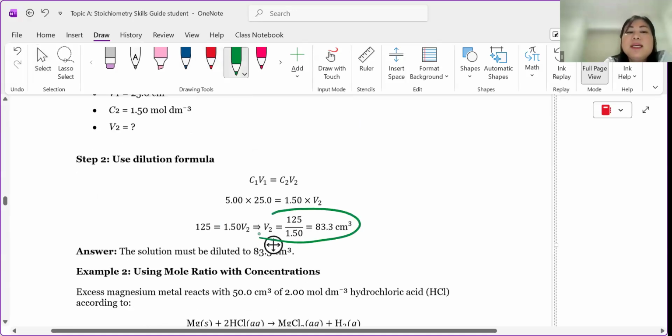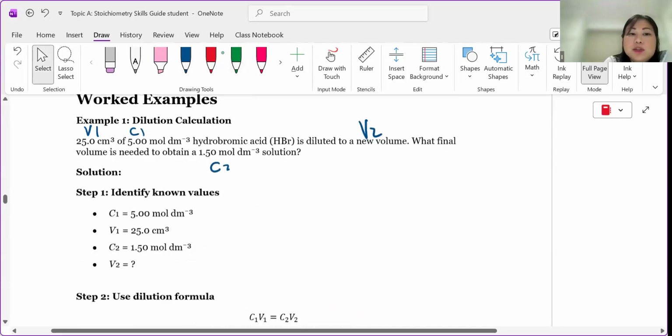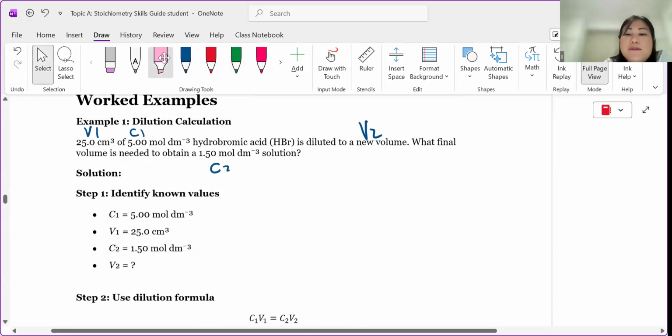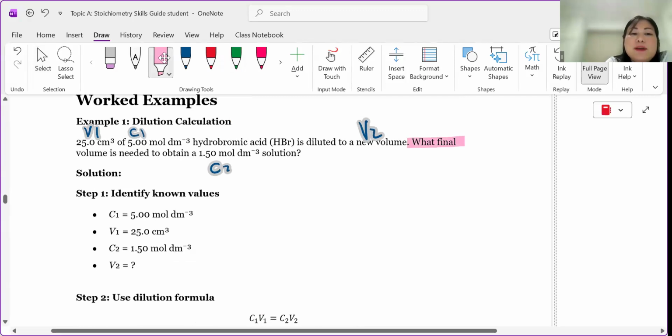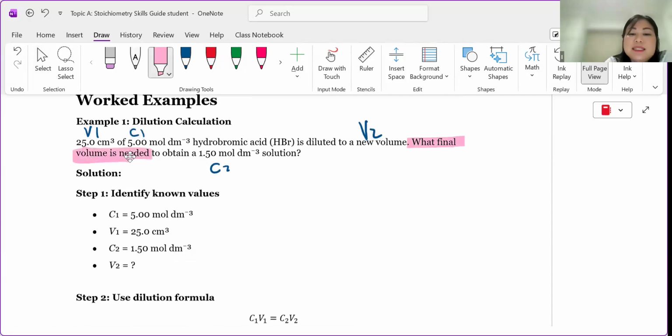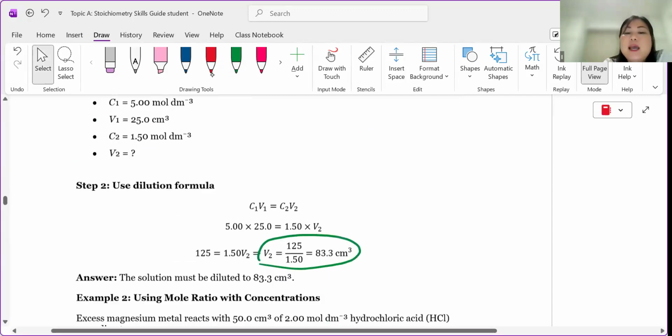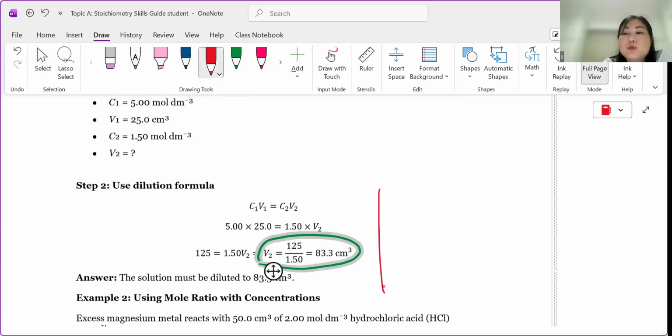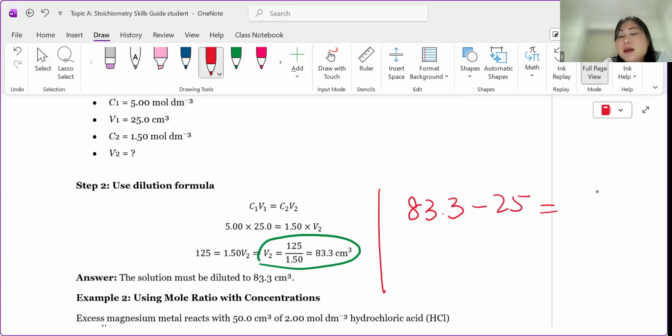Now this volume is not the volume of water to be added. So you read carefully. If the question says what is the final volume, then yes, this is the answer. But sometimes the question says what is the volume of water to be added. So the volume of water added is the final volume minus your initial 25. Then you get the volume of water to be added.